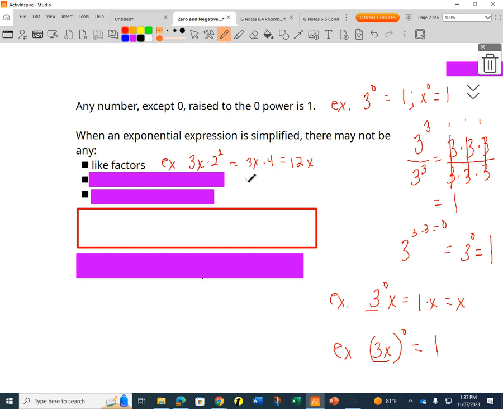We can't have these like terms. 3 and 4 are like terms, or like factors. We can multiply those. Since we can simplify 3 and 4, we can't leave the 3 and the 4 in our answer. We have to go ahead and multiply that as part of our final answer.